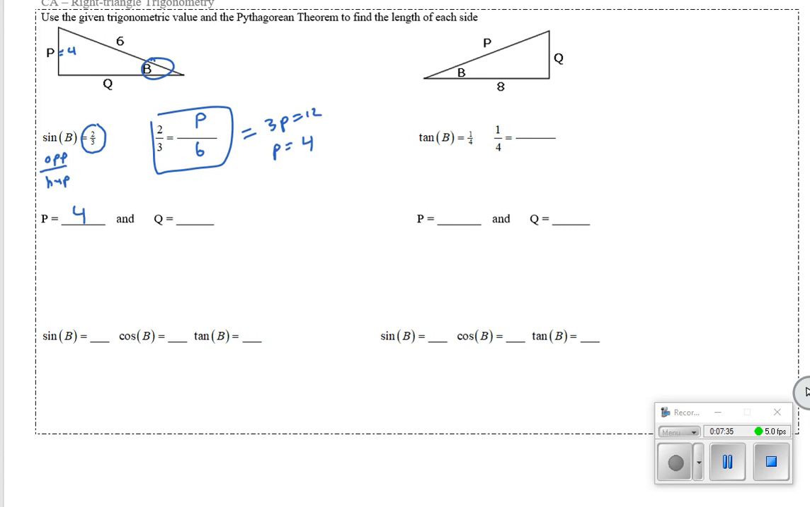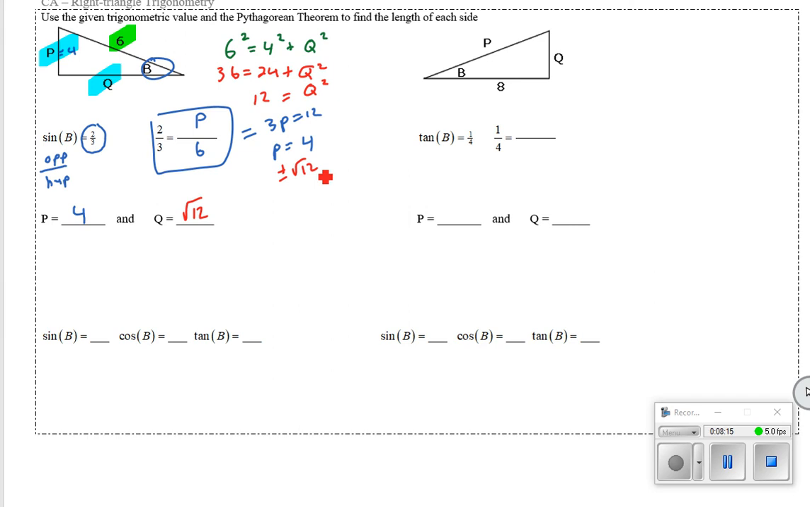I'm going to go back and use the Pythagorean theorem. The hypotenuse squared equals one leg squared plus the other leg squared, which says 36 is 24 plus Q squared, or Q squared is, subtracting 24 from both sides, 12. So Q would be the square root of 12. Algebraically, the positive or negative square root, but in terms of length, the square root of 12.